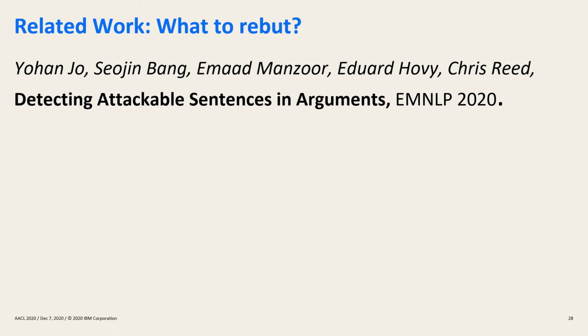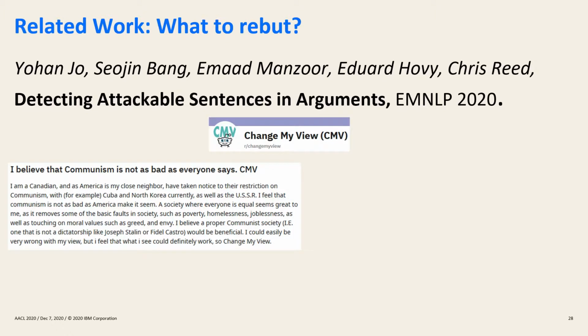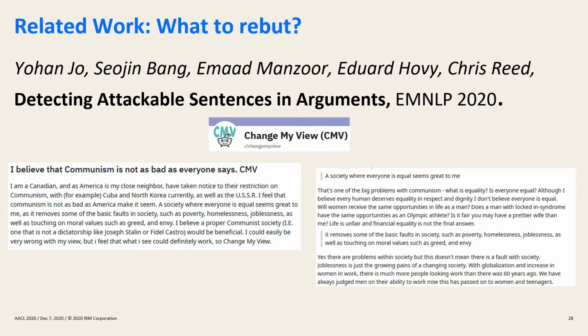A different way to look at the rebuttal question is to ask, what do you want to rebut? So in this work by Jo and others, they've looked at the subreddit Change My View. Suppose you have this post on Change My View, someone saying, I believe that communism is not as bad as everyone says, change my view. They ask which of the sentences in this paragraph in which the original poster describes their current view one should attack in order to change that person's view. So in the reply, sometimes, perhaps often, the replier quotes a specific sentence and then suggests a counter-argument. So here is the sentence, the first sentence, which the user is trying to rebut, and this is the second one.